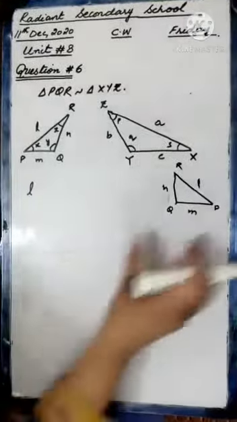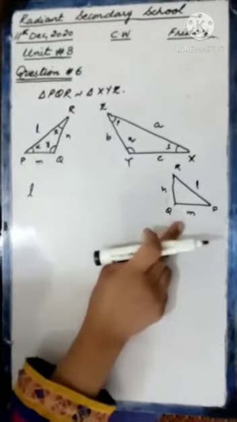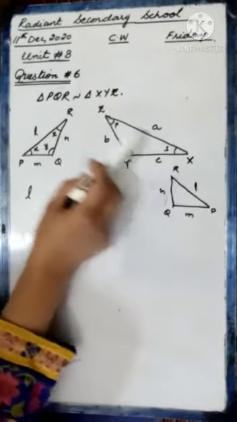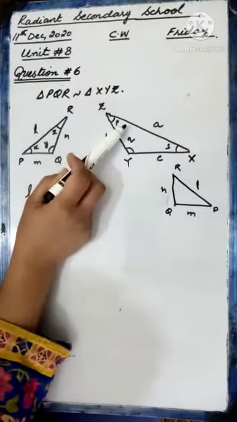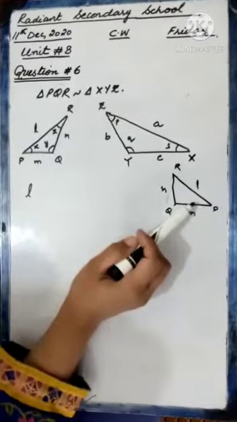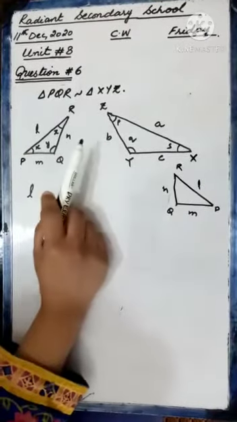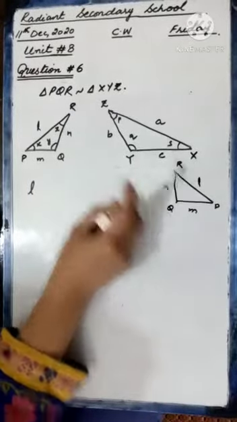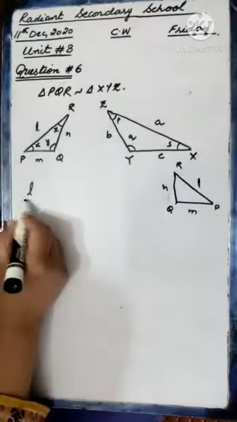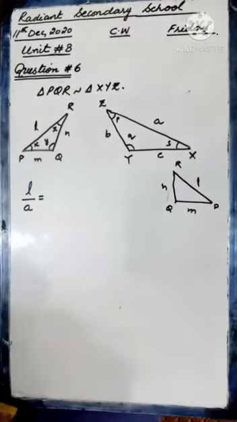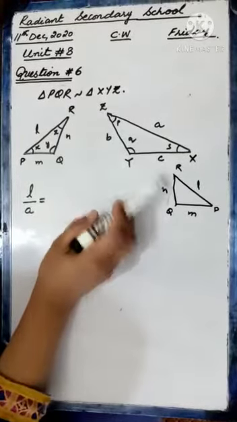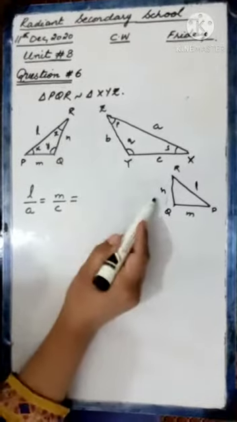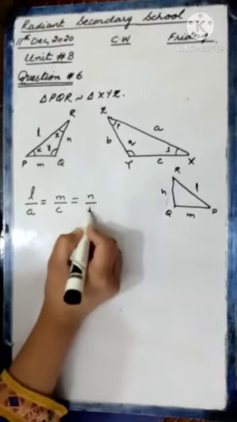Now look, I have changed the direction. Now these two triangles are in the same direction. So now this side is corresponding to this side. I have told you in the previous lecture, whenever you have to find the corresponding side, you have to put the figures in the same direction. So when you put the figure in the same direction, the corresponding side of L will be A. So L ratio A will be equal to M ratio C will be equal to N ratio B, right?